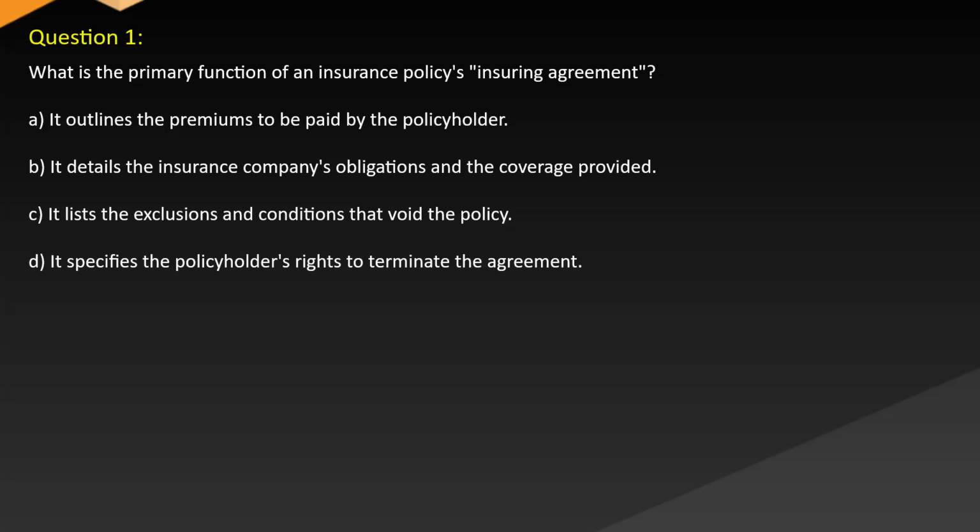Question 1. What is the primary function of an insurance policy's insuring agreement? A. Outlines the premiums to be paid by the policyholder. B. It details the insurance company's obligations and the coverage provided. C. It lists the exclusions and conditions that void the policy. D. It specifies the policyholder's rights to terminate the agreement.